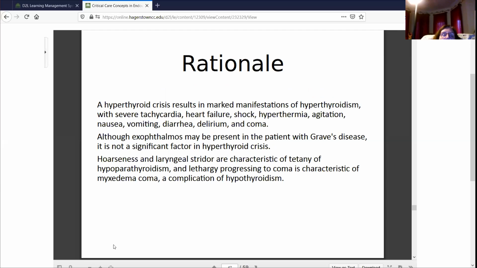Rationale: A hyperthyroid crisis results in marked manifestations of hyperthyroidism with severe tachycardia, heart failure, shock, hyperthermia, agitation, nausea, vomiting, diarrhea, delirium, and coma. Although exophthalmos may be present in the patient with Graves' disease, it is not a significant factor in hyperthyroid crisis. Hoarseness and laryngeal stridor are characteristic of tetany of hypoparathyroidism, and lethargy progressing to coma is characteristic of myxedema coma, a complication of hypothyroidism.